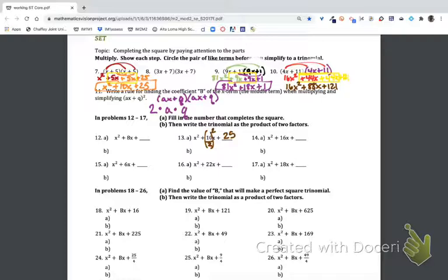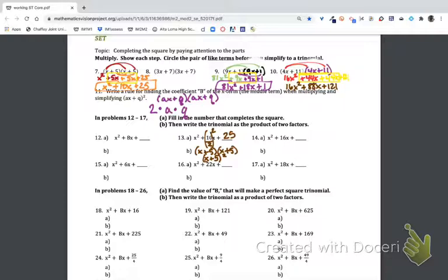And writing the trinomial as the product of two factors means that we are going x plus 5 times x plus 5, or if you wanted to write the simplified version, which I would encourage you to start doing, it is x plus 5 all squared. Practice this a little bit more.